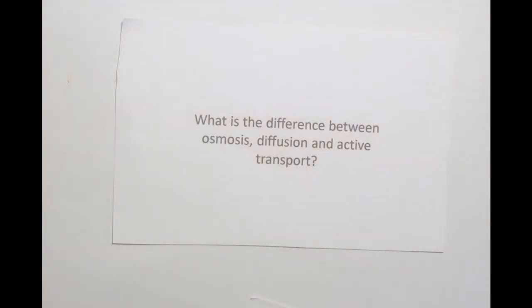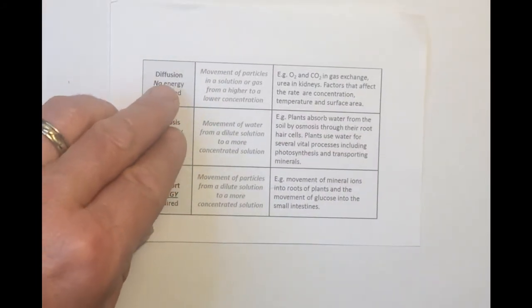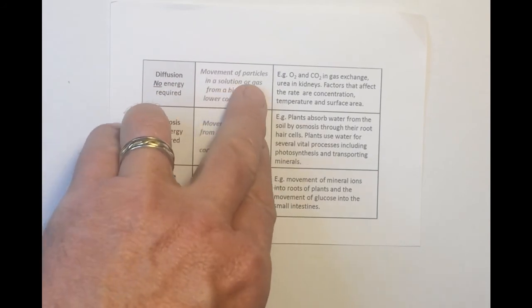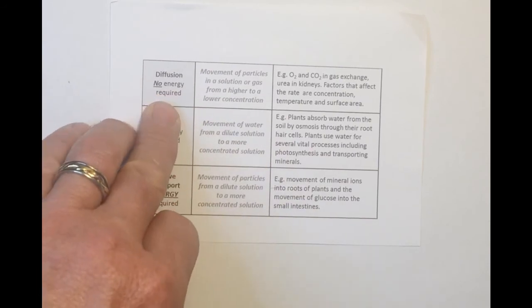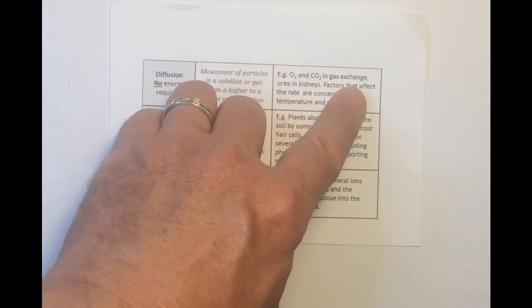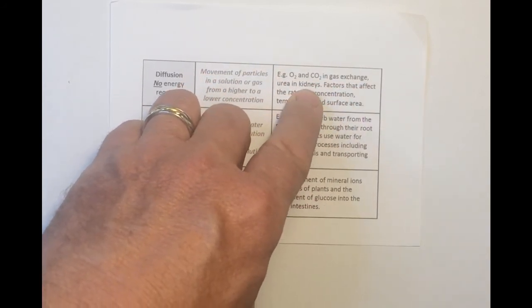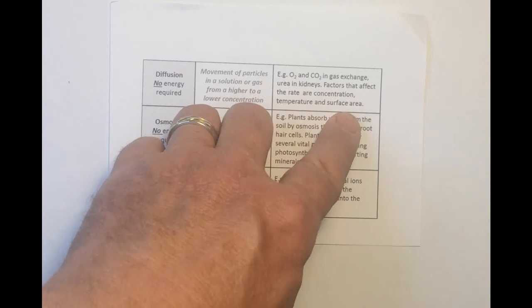Now, a comparison. Okay, what we've got here now is what is the difference between osmosis, diffusion and active transport. Okay, so this is then what you would actually write down in your answer. Diffusion is the movement of particles in a solution or gas from a higher to lower concentration and doesn't require any energy. An example is oxygen and carbon dioxide gas exchange in the lungs and urea in the kidneys. The factors that affect diffusion are the temperature and the surface area.